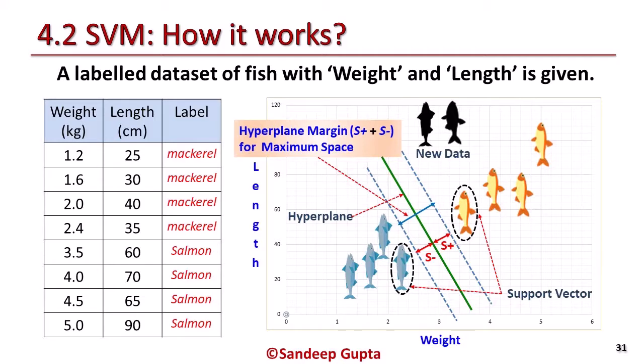Here, S+ is the shortest distance to the closest salmon. S- is the shortest distance to the closest mackerel. The addition of S+ and S- is called the hyperplane margin. Then, by finding the maximum hyperplane separation to both classes, we can get the optimal hyperplane. Once the optimal hyperplane is determined, the model confirms which side the new data fits. If we select a hyperplane having a low distance margin, then there are high chances of miscalculation. In this example, a linear kernel can be used. In the next slide you will learn more about SVM kernels.